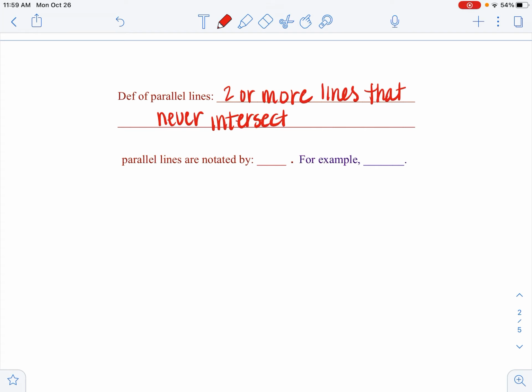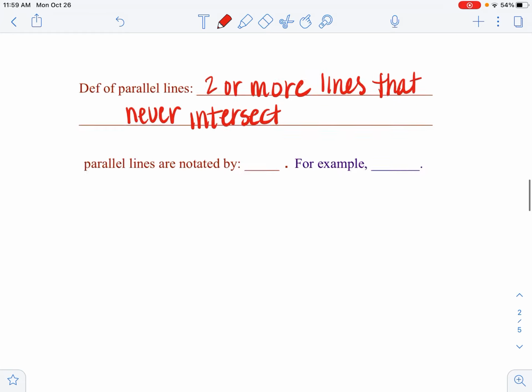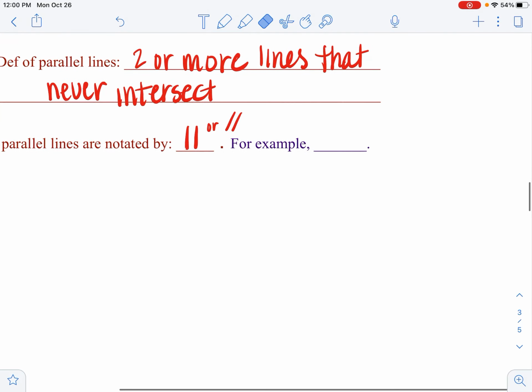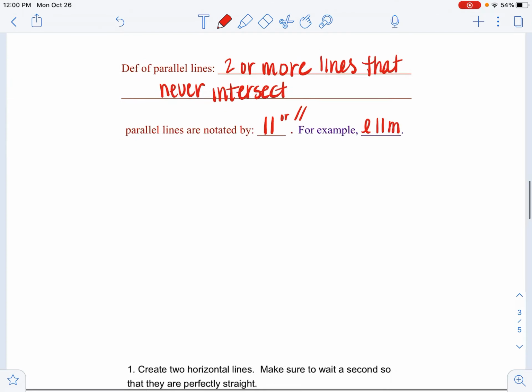Okay, so two lines that never intersect. And they have to be on the same plane, and it can be more than two. All right, parallel lines. The parallel line notation. So just like we know this means congruent, there's a notation for parallel. It can look like that, or it can be slanted, like that. Those both mean parallel. For example, we could say line L is parallel to line M.